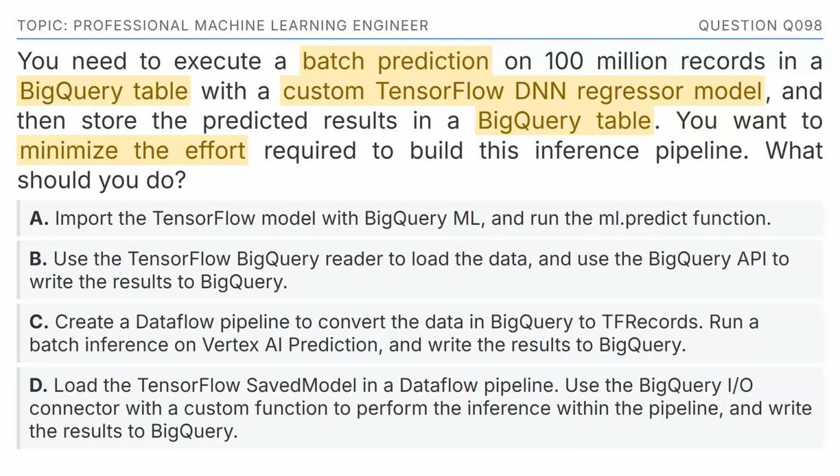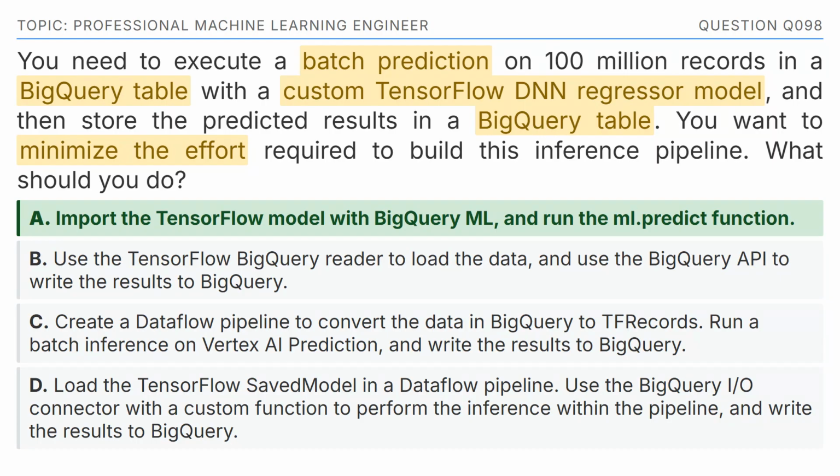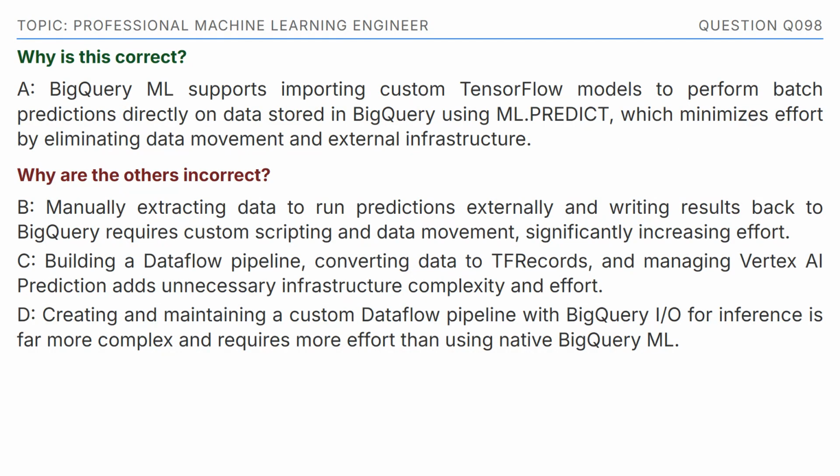To arrive at the correct answer, we focus on the keywords: batch prediction, BigQuery table, custom TensorFlow DNN regressor model, store the predicted results in a BigQuery table, minimize the effort. The correct answer is option A, import the TensorFlow model with BigQuery ML, and run the ML.PREDICT function. Why is this correct? A.